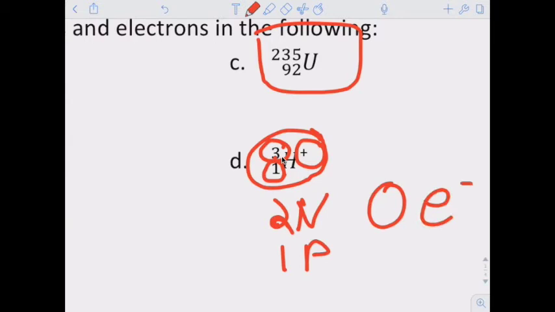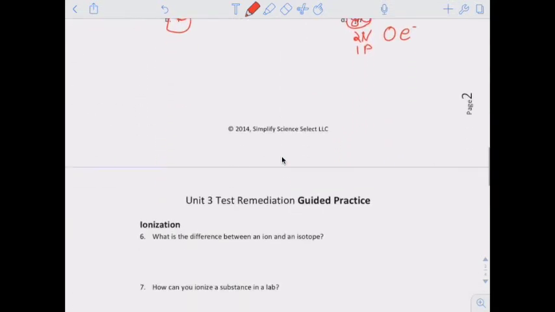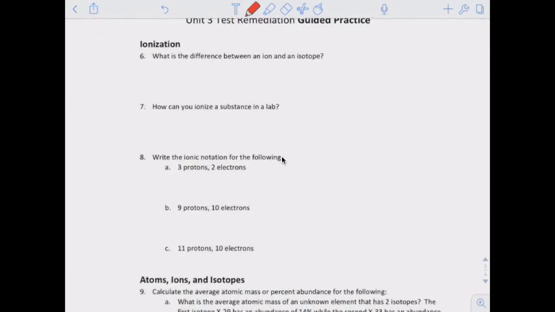Try to do the same thing that I did, but just look and see that it does not have a charge, so the number of electrons and protons are going to be equal to each other. So see if you can find the protons, neutrons, and electrons in that one. When we're talking about ionization, ionization is when we have a removal or addition of an electron.